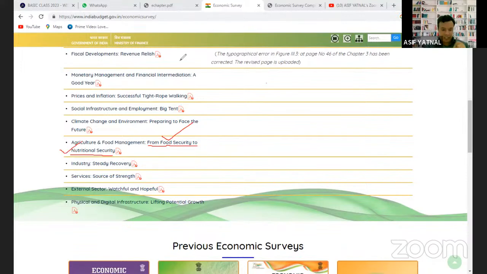In 1968, when we were trying to have a green revolution, we were just trying to increase our production. We were trying to increase rice and wheat only. At that time our target was food security. But now food security is no longer the problem. We have achieved that target of food security. Now we are moving towards nutritional security.